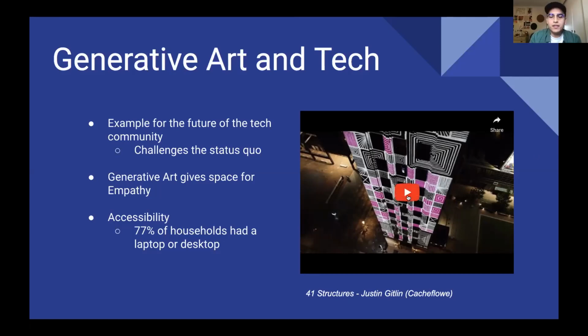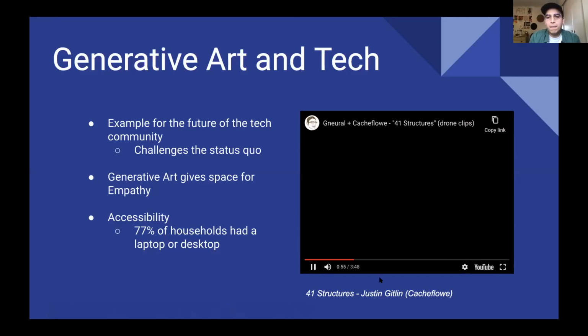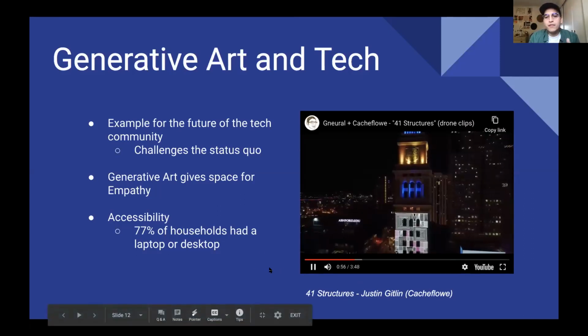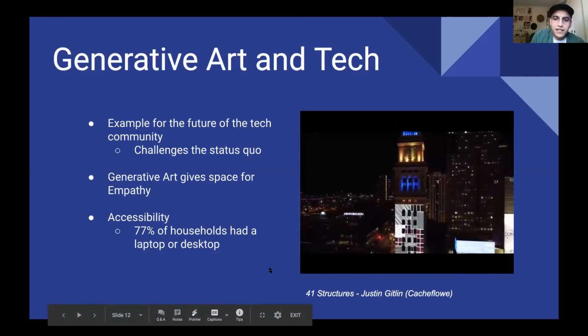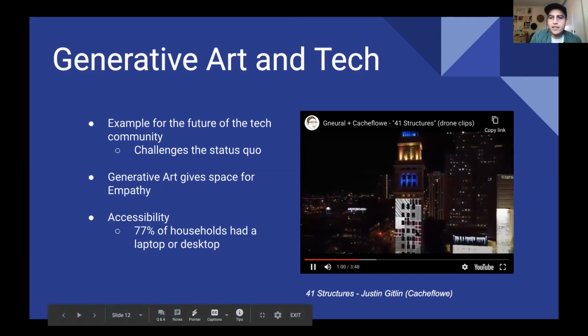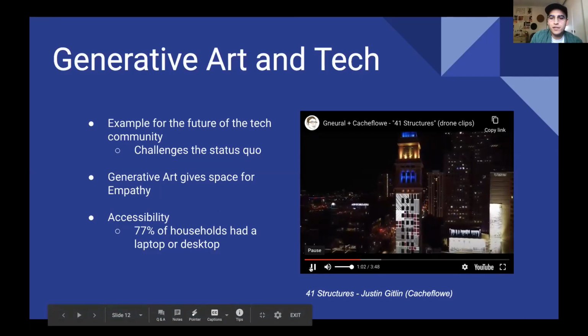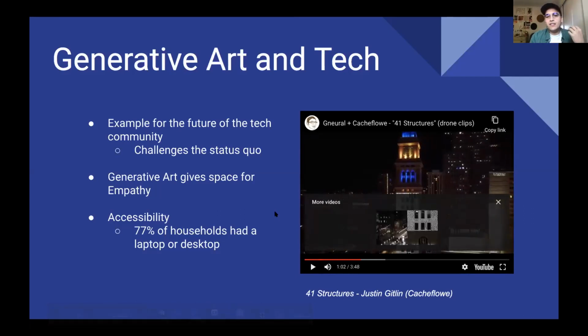Here we can see Justin Gitlin, also known as Cashflow, who's also a Denver artist, projecting creative coding on the clock tower downtown. As you can see, this is super cool. It's using programming to create a visual piece that people can immediately relate to and connect with. And that transitions to my next point.